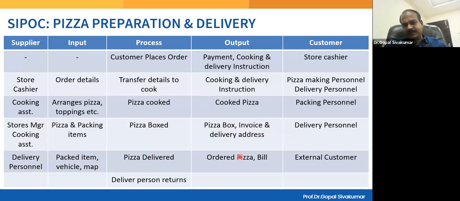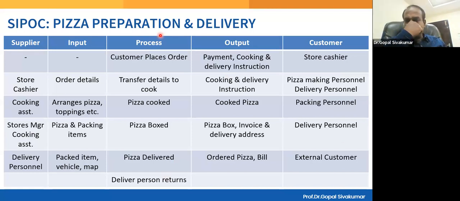Now the ordered pizza is the output, and that is received by the customer, the one who placed the order. You can also say end user here. And now the delivery person returns. Are you now able to see all the activities that are happening from order till delivery of a pizza?